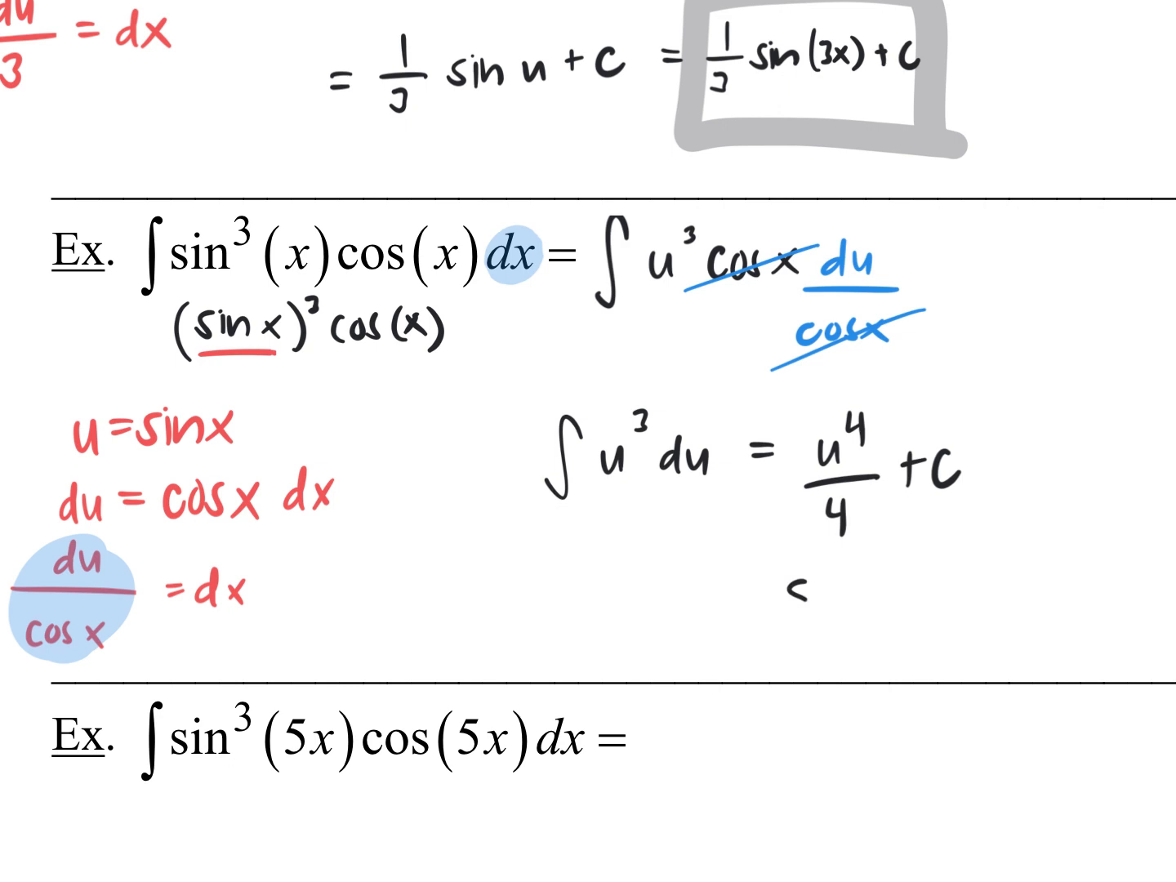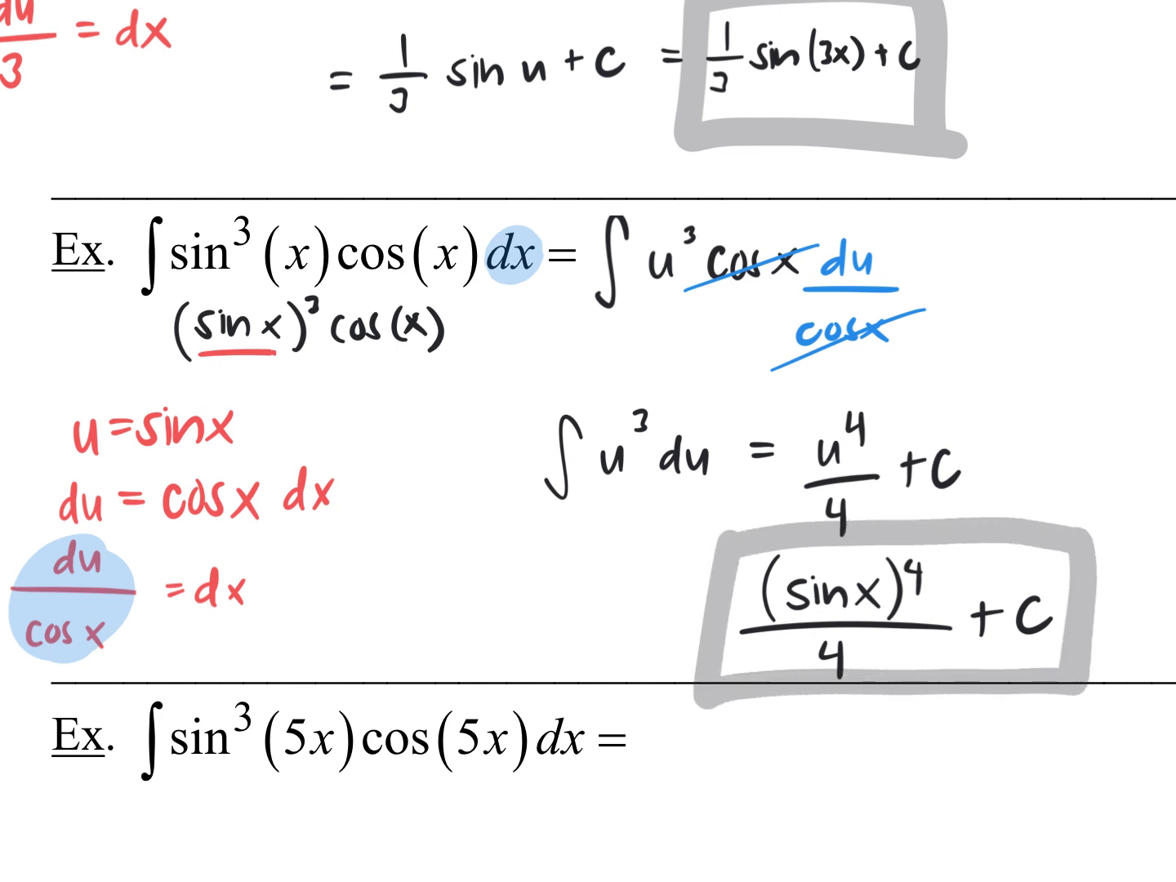So yes, this becomes sine of x to the fourth power divided by 4 plus c. Now be careful with how you write sine of x to the fourth power, because this is not the same thing as what I wrote there. This would be okay, but do not just leave it as sine of x to the fourth power like that. Either one of those two is fine, but don't have it be to the fourth power on the outside without parentheses.